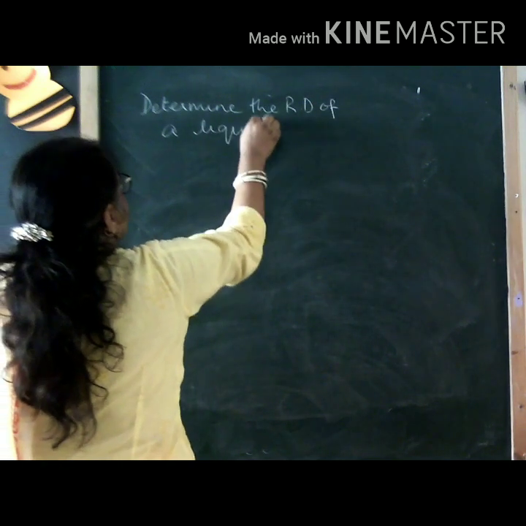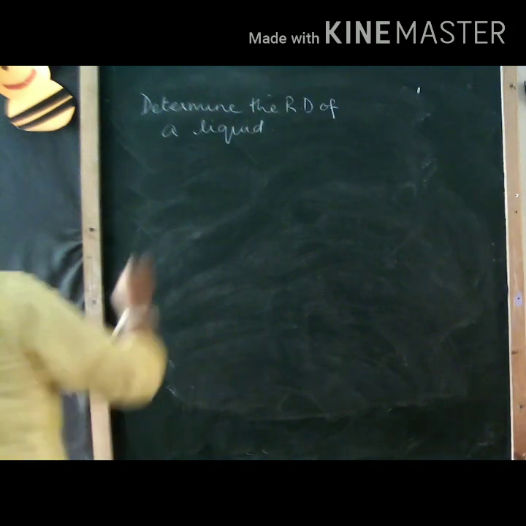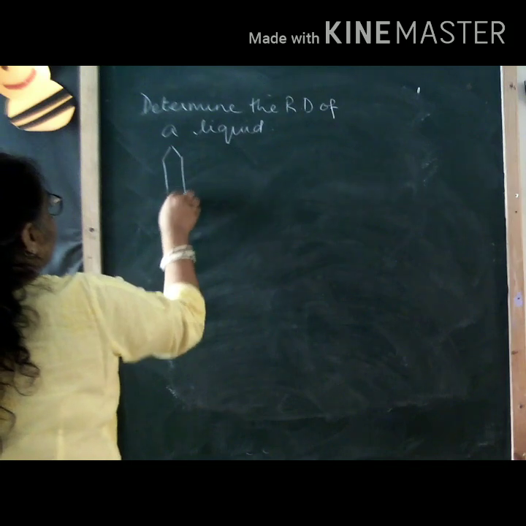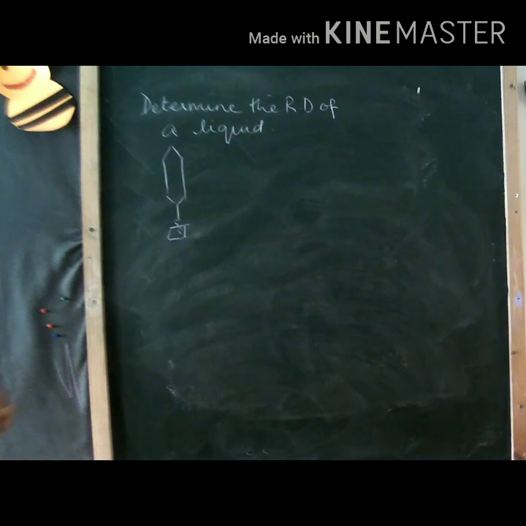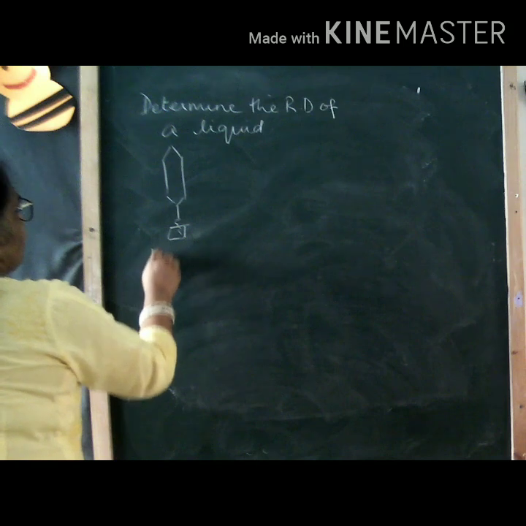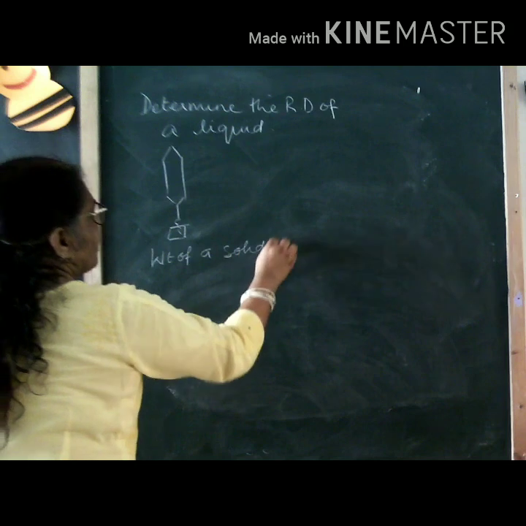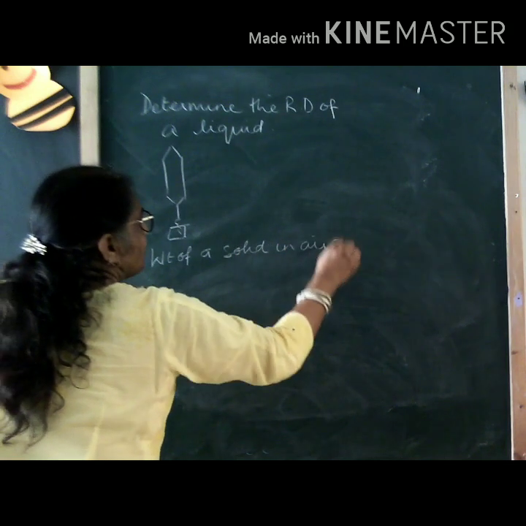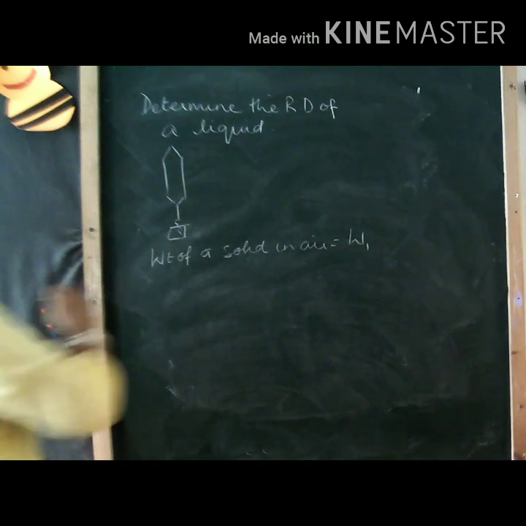What we are going to do is take any kind of substance and find its weight. Let's say this is an iron piece, a sinker only, so I can write weight of a solid. In here this is equivalent to what? W1.